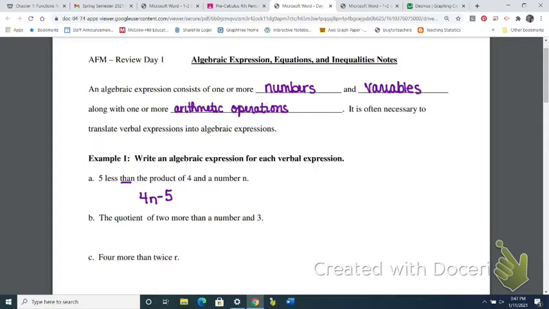B, the quotient of 2 more than. So more than means plus 2. And it's a quotient, so I know it's going to be a division. 2 more than a number, and is your division sign, 3. And finally, the last one, 4 more than, so that's a plus 4, twice r. That's the same as 2 times r.